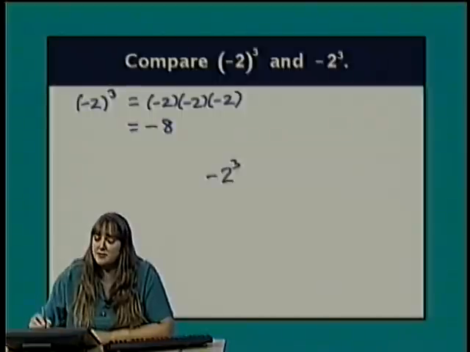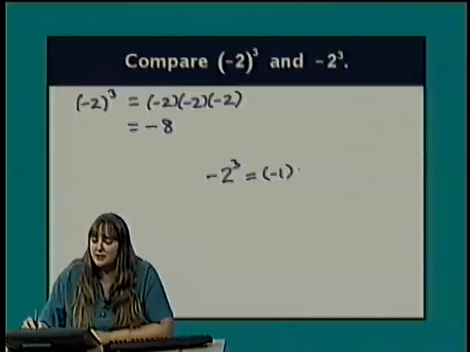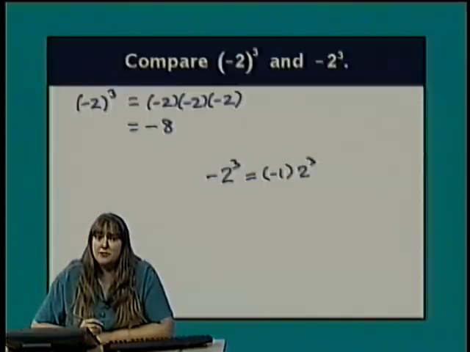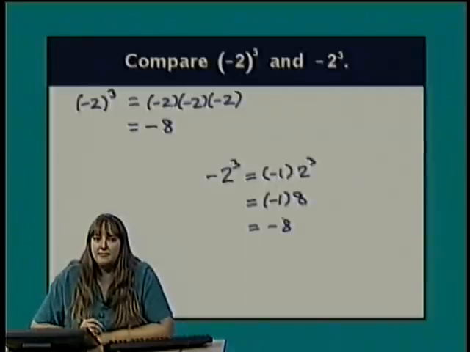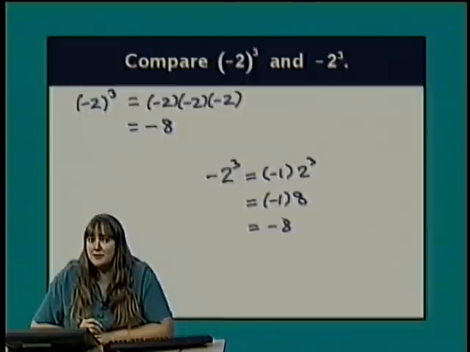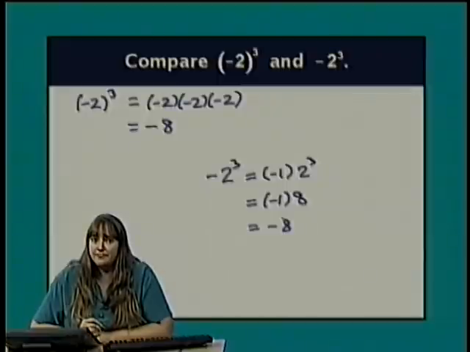When I have the opposite of 2 cubed, again, I can think of that as -1 times 2 cubed. So I find 2 cubed first, which is 8, and multiply that by -1. And I get -8. Notice this time I got the same answer for both of these expressions. -2 cubed is -8, and the opposite of 2 cubed is -8.